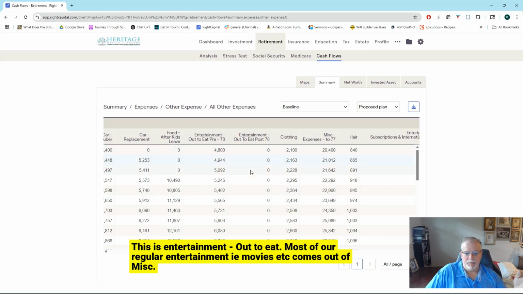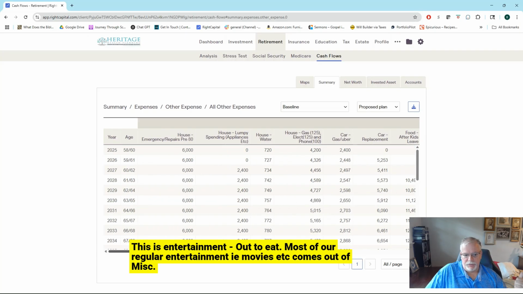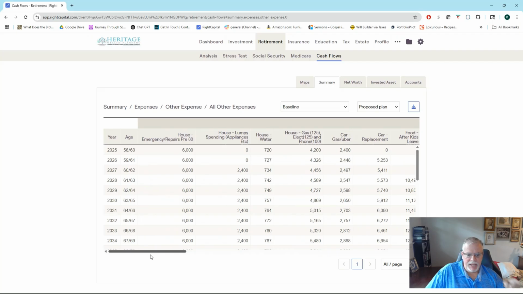Let's go to entertainment. Maybe that's more fun. Entertainment's way more fun. So entertainment pre-78, I have it at $400 a month. That's 4,800. Now I had it at $400 a month last year too, because that's pretty steady. But look what happens. So inflation is going to say 58 to 59.